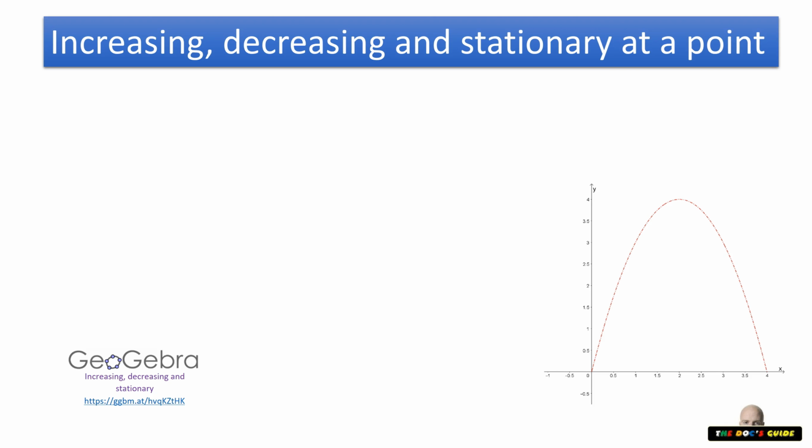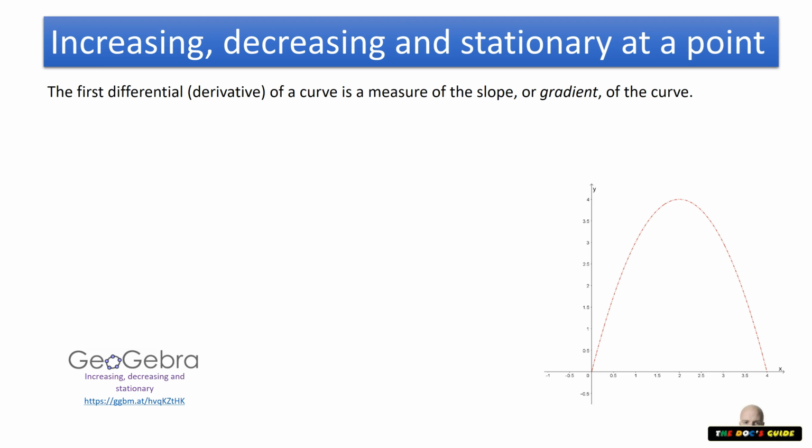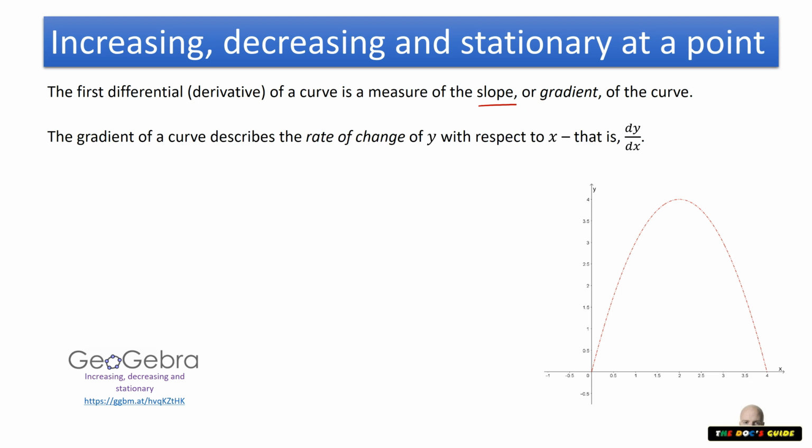So we're going to start off looking at increasing, decreasing, and stationary at a point with regard to a curve or a function. The first differential of a curve we know is a measure of the slope or the gradient of the curve. So when we find the slope, what we're really doing is finding the rate of change of y with respect to x. In other words, dy dx, which is the slope of the curve at any point.